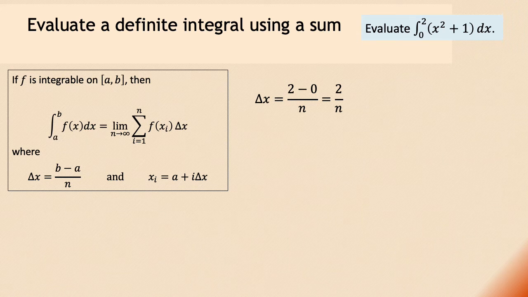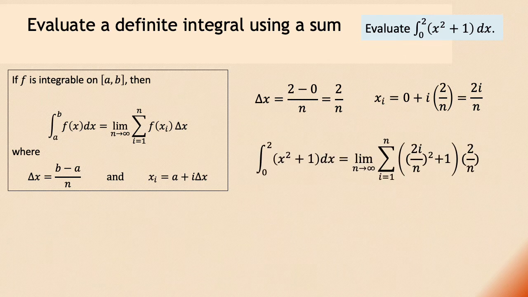And each particular x sub i, how do we get that? Well, according to our formula, we take our lower boundary, which in this case is 0, and we add i times the width of each rectangle. So simplifying, we get 2i over n. Now we're going to use that limit definition and replace f of x sub i with the actual function, which is x squared plus 1.